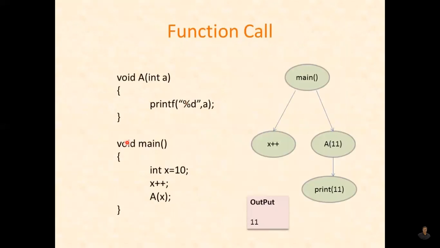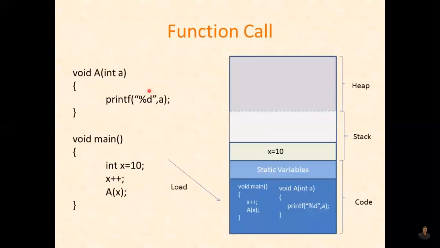Here is an example. This is the tracing. Main is incrementing x and passing 11 to A, and A is printing 11. Output is 11. Let us see how this works. The program is loaded in the main memory, in machine code, in the code section. The activation record for main is created.